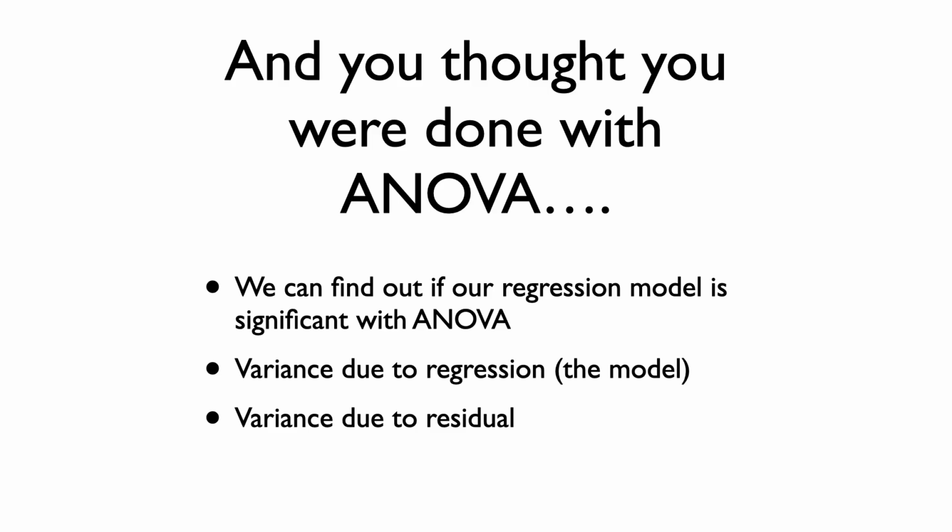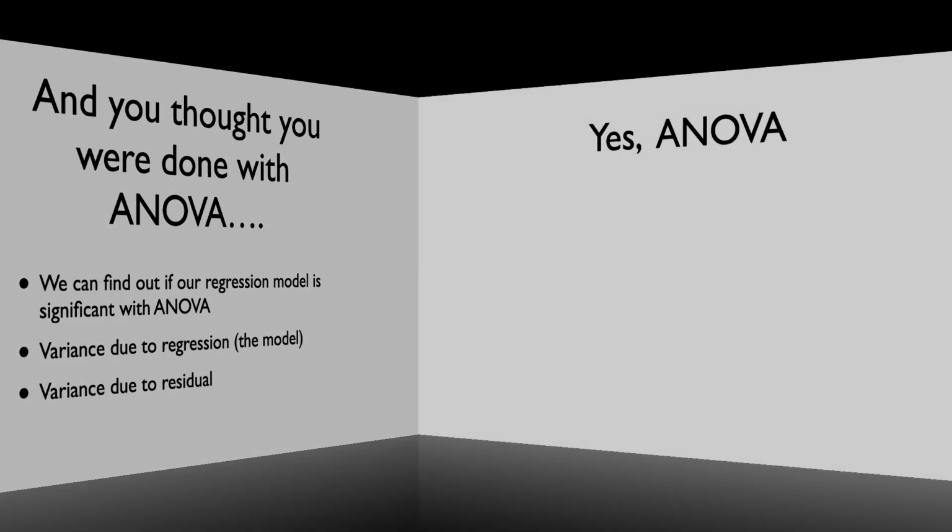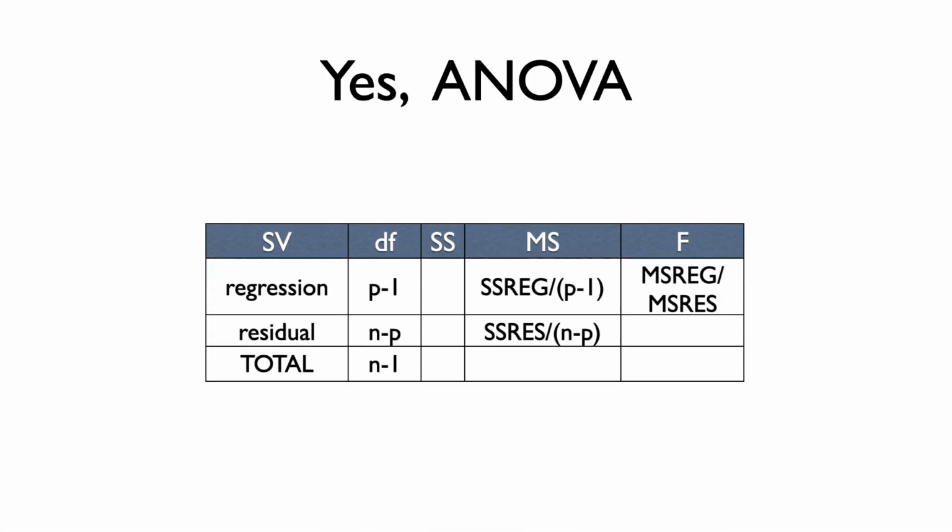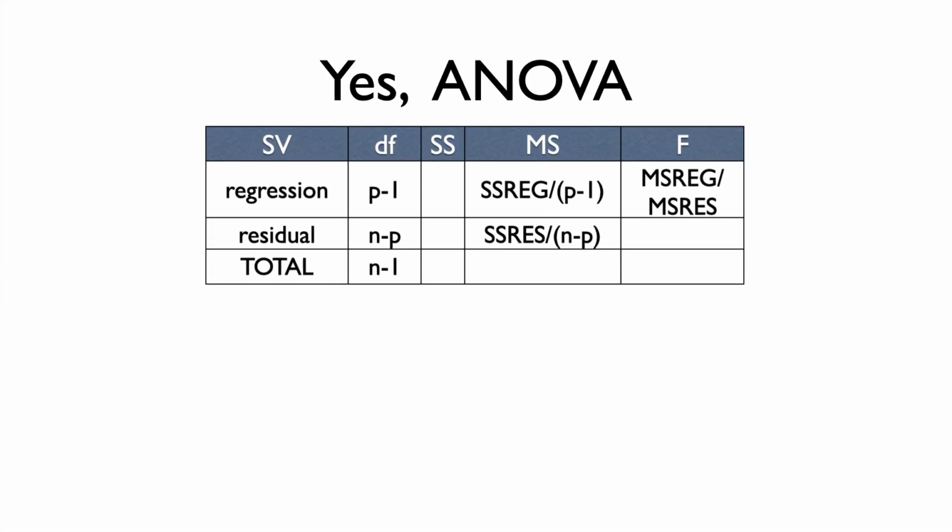So we're gonna see if our model is explaining a significant amount of variance, right? Because maybe that isn't significant, maybe that's just through sampling error, right? So that's what we do. So we get, yeah, it's ANOVA again. And it looks like this. We get regression as a source of variation, and residual. So there's p minus 1 degrees of freedom for regression, n minus p for residual. And to get the mean square, you divide the sum of squares by the degrees of freedom to do the F: mean squared regression divided by mean squared residual.